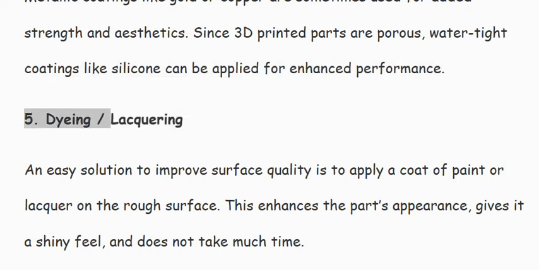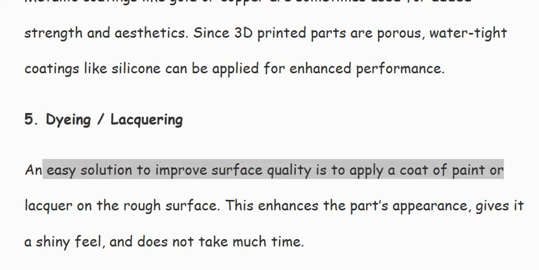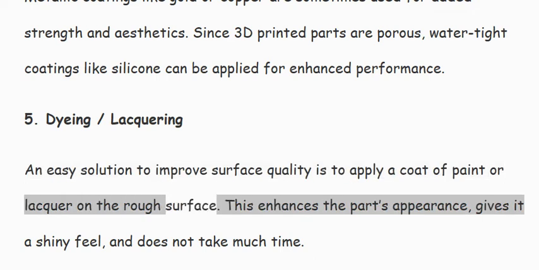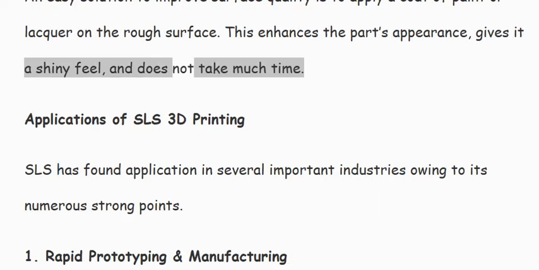5. Dyeing/lacquering. An easy solution to improve surface quality is to apply a coat of paint or lacquer on the rough surface. This enhances the part's appearance, gives it a shiny feel, and does not take much time.